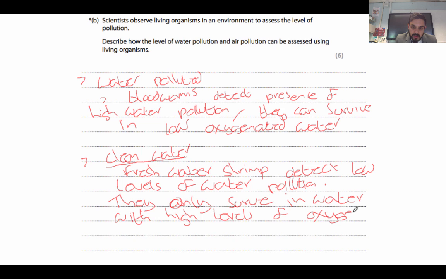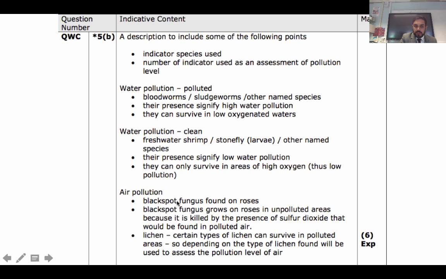And then you can go on to do polluted air, which I'll just show you the mark scheme for, as I'll be here all day. Air pollution: black spot fungus found on roses. Black spot fungus grows on roses in unpolluted areas, because it's killed by the presence of sulfur dioxide, so therefore you would know that the area was clean. Lichens survive in polluted areas, so depending on the type of lichen found, it will be used to assess the pollution levels of the air. So you've got black spot fungus and lichen for air pollution, and for water pollution you've got bloodworms and freshwater shrimp, which detect clean water.